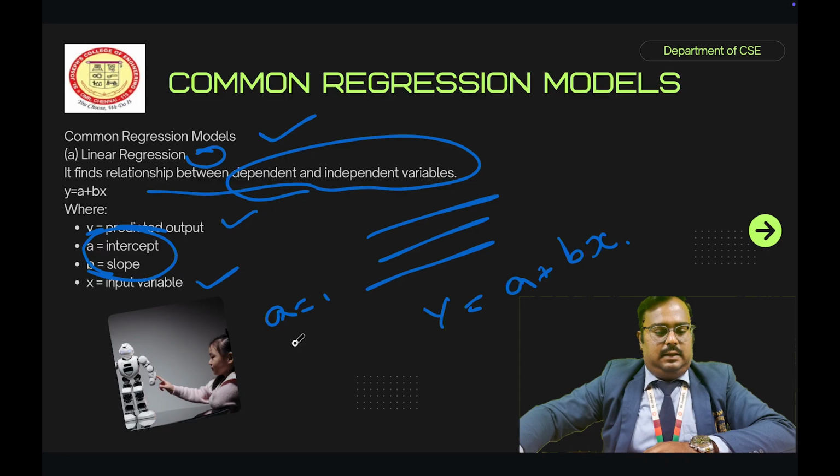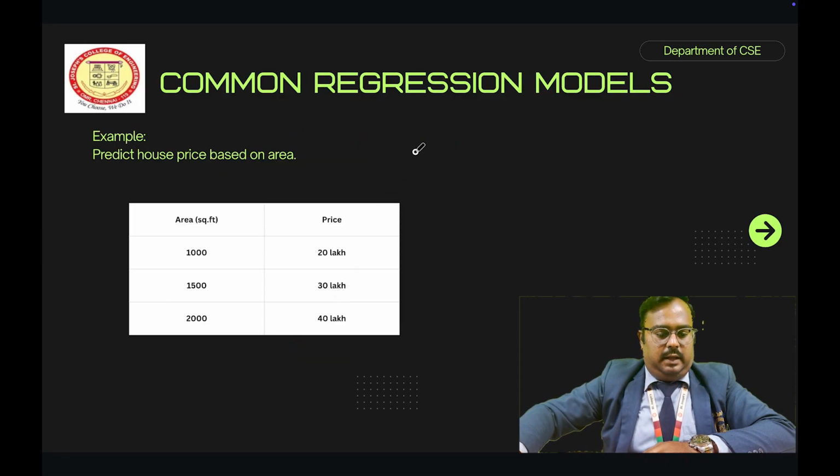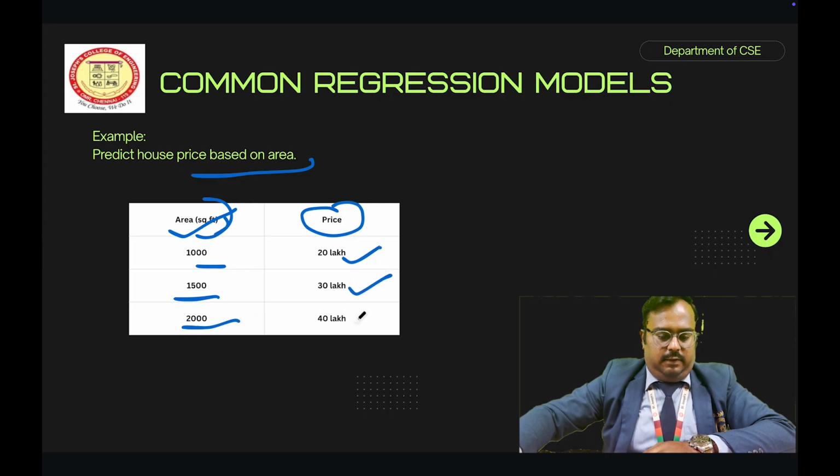So let us consider this example: predict house price based on the area. We already discussed, right? Here they mentioned the area in square feet, and after that the price. For an area of 1000 square feet the cost is 20 lakh, 1500 costs 30 lakh, and 2000 square feet is 40 lakhs. So based on the square feet or the area, the price will vary.